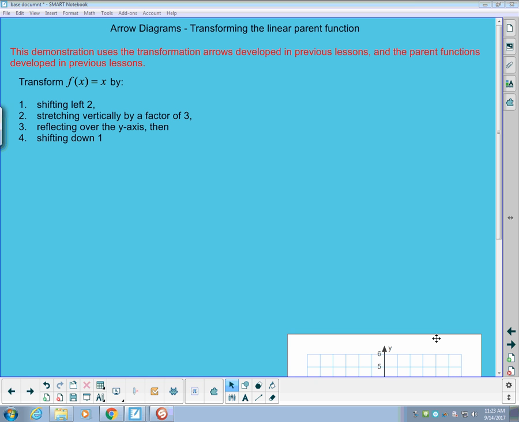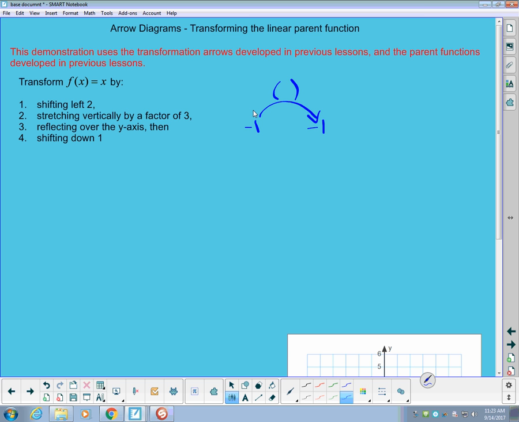All right, in this video, we're going to take a look at how to use arrow diagrams to transform functions. We're going to look particularly at the linear parent function here. So what we need to remember about that is what the linear parent function looks like. It's an interesting one because it doesn't actually do anything.